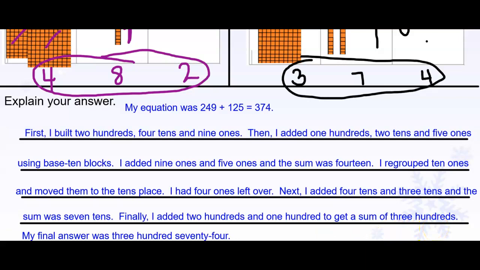My final answer was 374. Does your explanation look a lot like mine? If not, please correct your work. If so, give yourself a star.